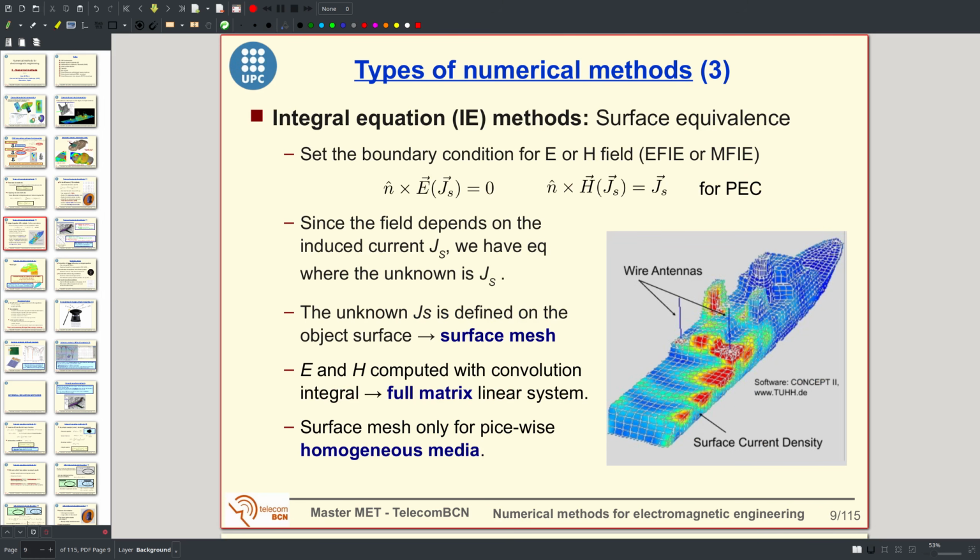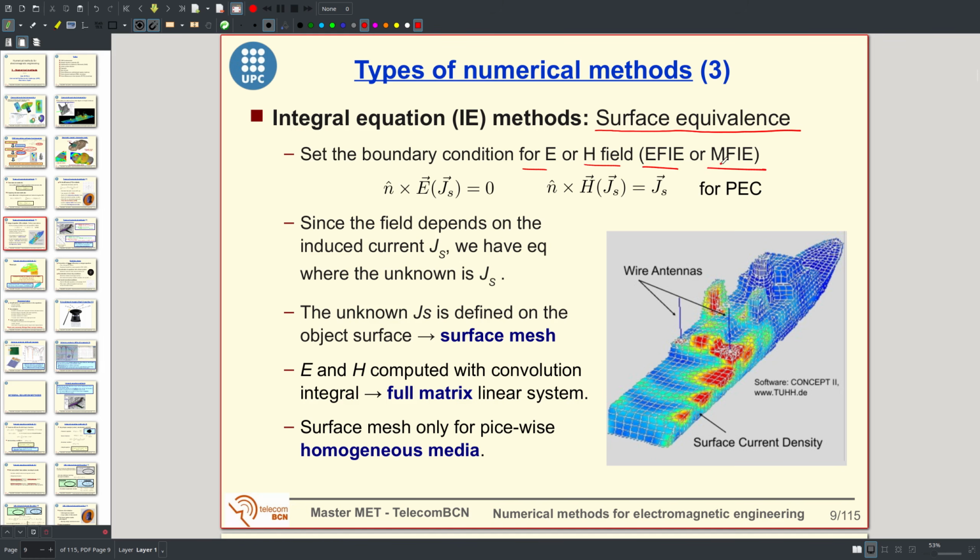Well, the other kind of numerical methods, apart from finite difference methods, are integral equation methods. Integral equation methods are derived from a surface equivalence formulation of the problem. Then you analyze the equivalent problem, you set the boundary condition for the electric or the magnetic field, and you get the electric field integral equation or the magnetic field integral equation.